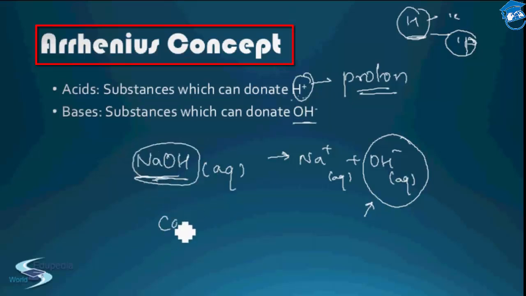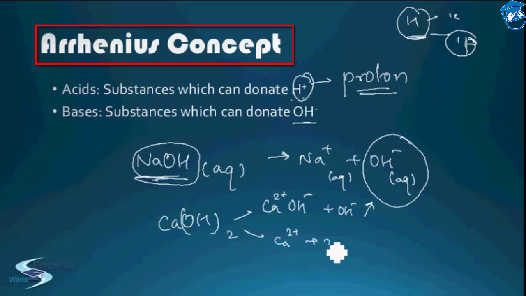Similarly, I can have some other bases like calcium hydroxide, Ca(OH)2. Calcium hydroxide has the ability to donate either 1 OH minus or 2 OH minus. But in either case it can donate OH minus when present in water, and hence this is also an example of an Arrhenius base.